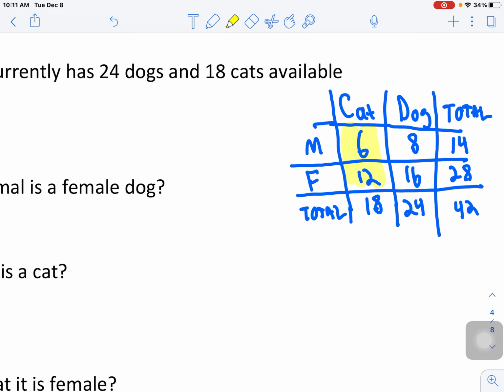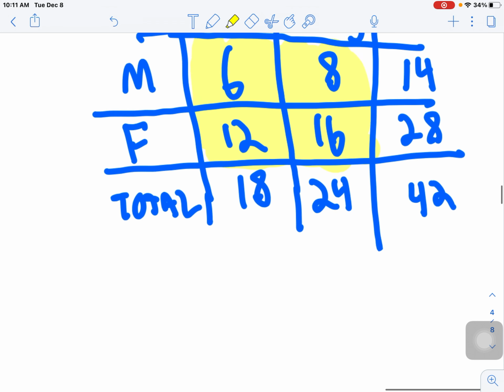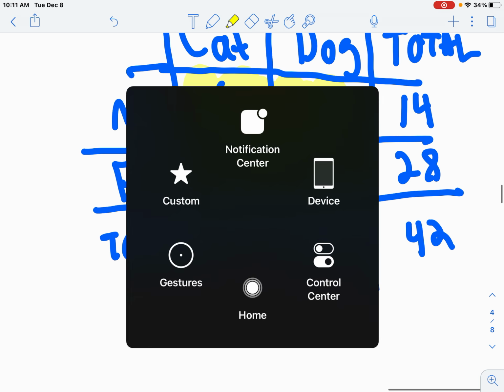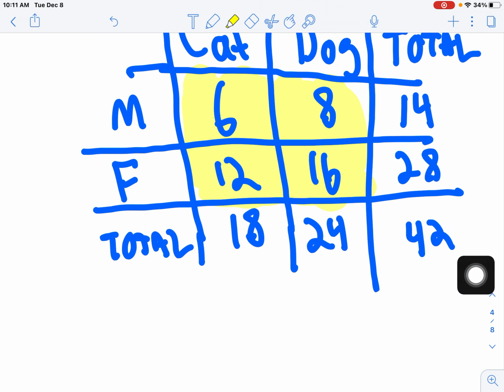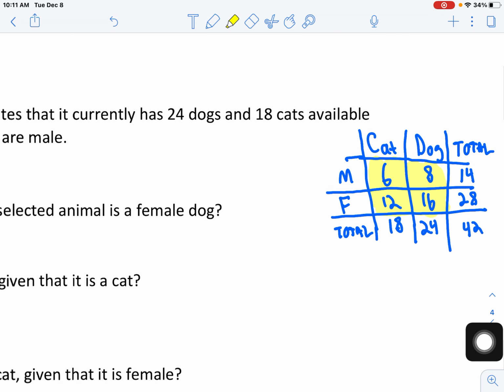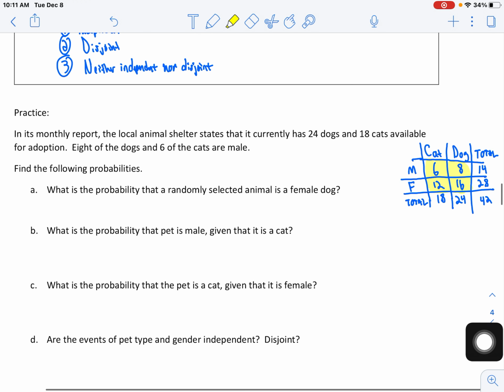Okay, so remember, the inside of our two-way table should add up to the total. So these 4 numbers should add up to 42. 6 plus 8 is 14, 14 plus 12 is 26, 26 plus 16, 42. And then the margins definitely add up. All right, so we know we constructed our two-way table correctly, so hopefully this helps us with this problem.